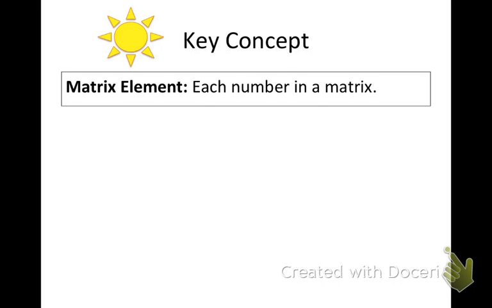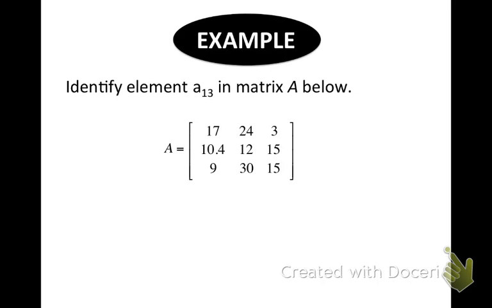All right, so each number is called an element. So if I gave you matrix A here, it's a 3 by 3, 3 rows, 3 columns. We've got 17, 24, 3, 10.4, 12, 15, 9, 30, and 15. If I wanted to identify element A sub 1, 3, A subscript 1, 3, I'm not going to say 13 because it's not 13. Would the answer be 3? Yes. So what this means is I'm going to look in row 1, column 3.